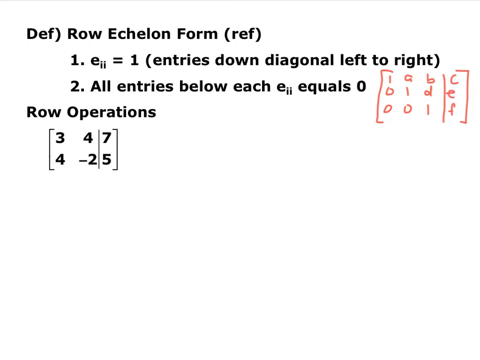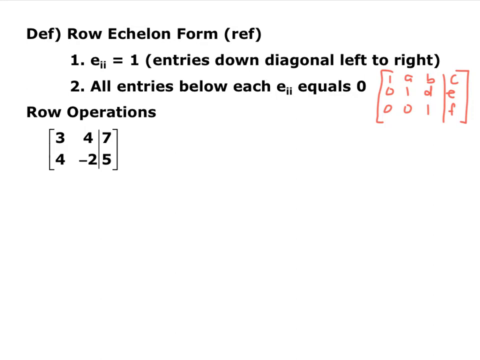It could be a 0, it could be a 1, or it could be a 17. It doesn't matter. It can be anything else. So top left to bottom right are 1s. Anything below that is a 0. Anything else is anything. So we use this to help us solve systems of equations.